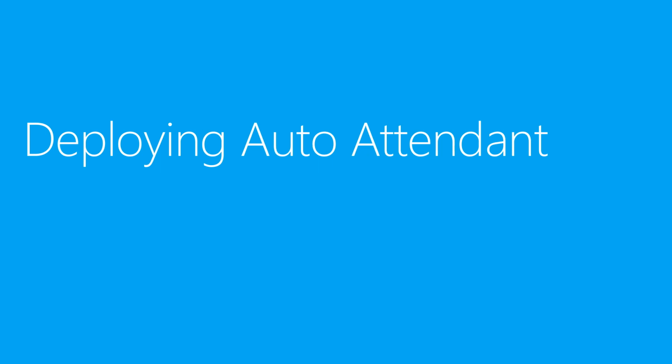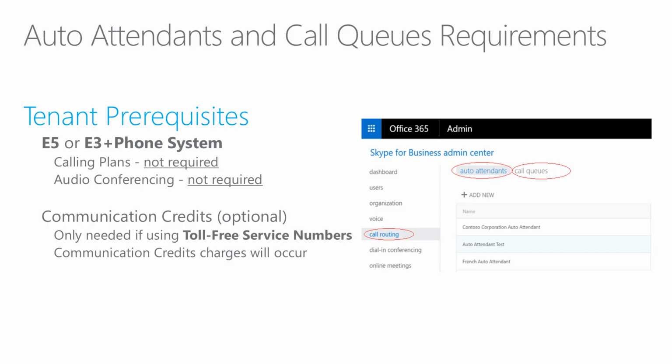How do you deploy auto attendants? First of all, your tenant must meet the prerequisites. This means you must have E5 or E3 with phone system. It's not required to have calling plans or audio conferencing. If you want to use toll-free service numbers, you must have communication credits.